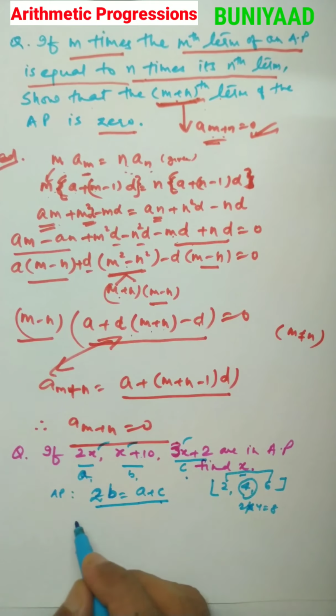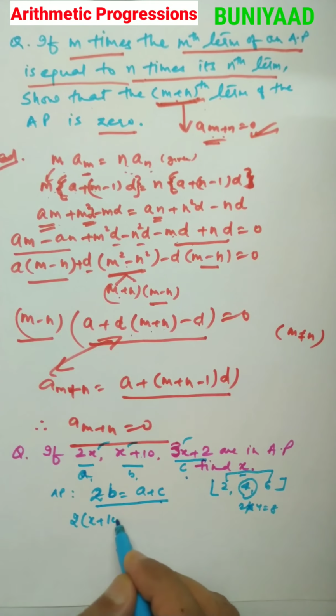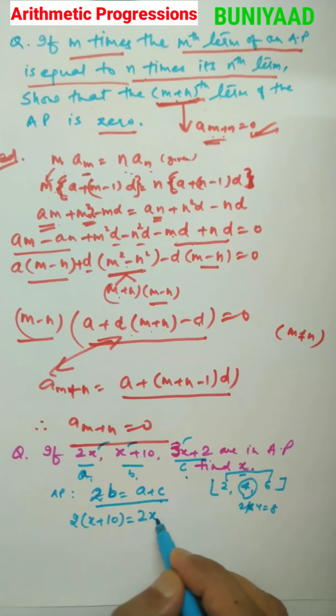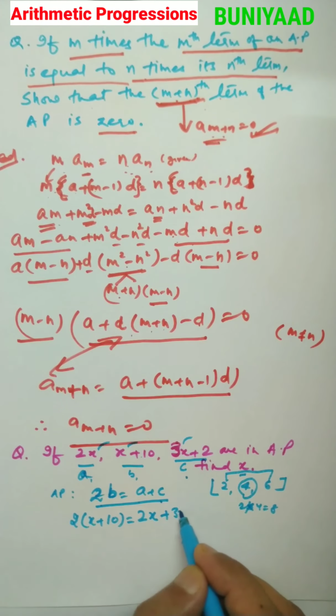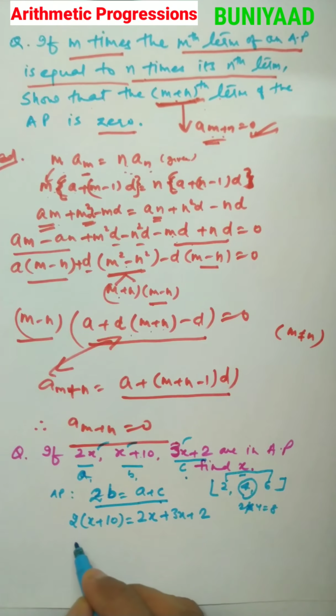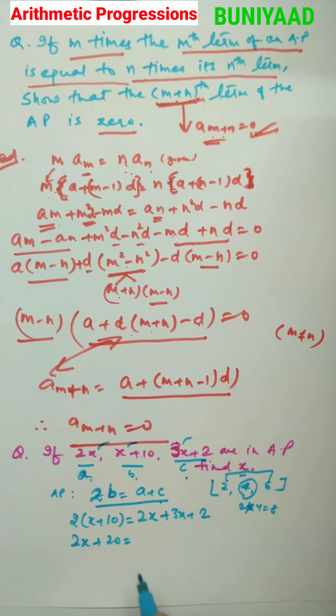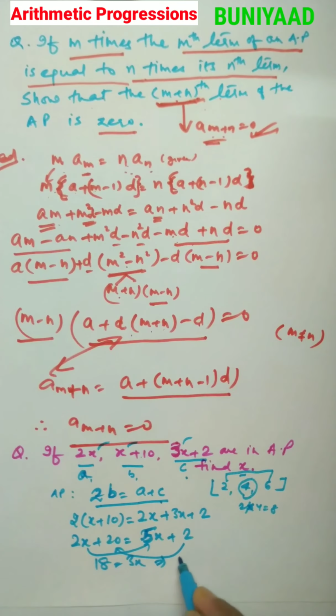Now what is b here? x plus 10. So 2 times x plus 10 equals a plus c. What is a? 2x. What is c? 3x plus 2, right? So this becomes 2x plus 20 equals 2x plus 3x, that is 5x plus 2, right? So 2 comes here, this is 18, and this goes here, this becomes 3x. So what is the value of x? This is 6. This is a very important question. It's a one marker basically.